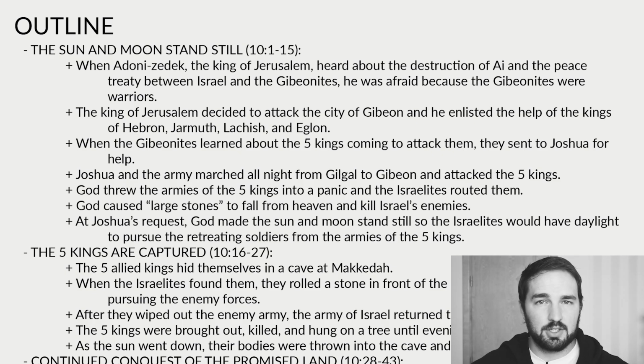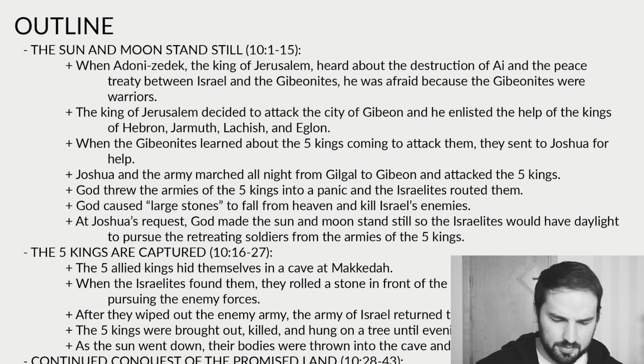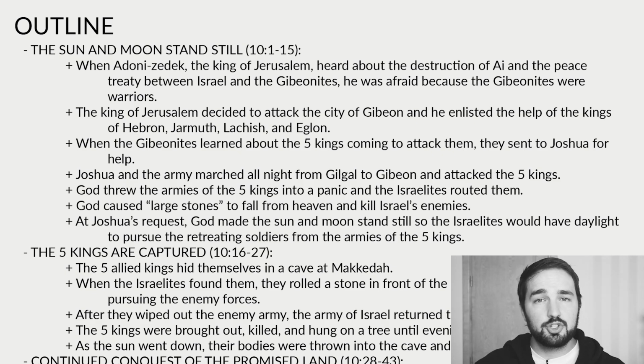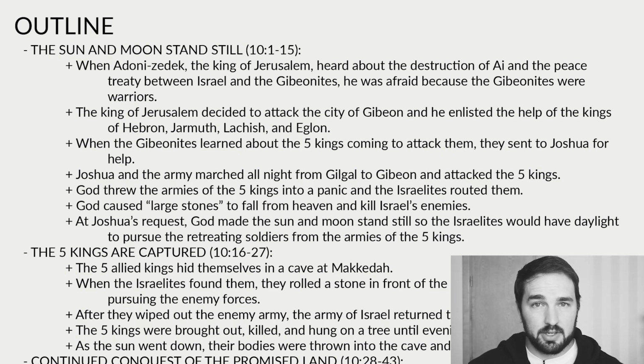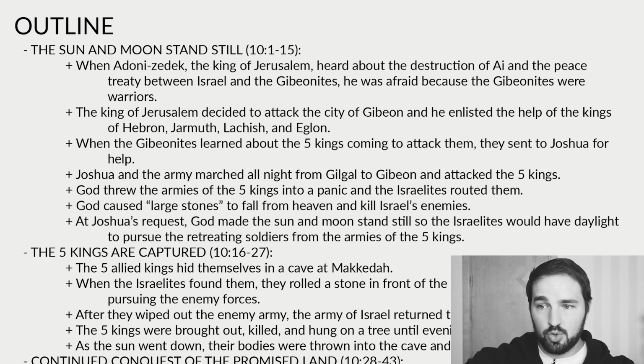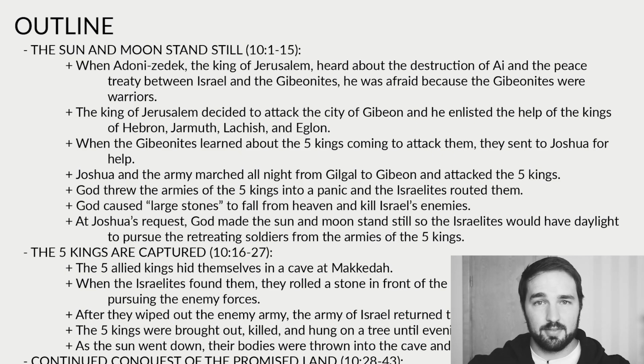Now, God had a miraculous part in this battle as well. We're told God caused large stones to hail down on Israel's enemies, and they killed many of the soldiers of the armies of the 5 kings, actually more than were killed by the Israelite soldiers. Now, we're also told, and here's the really interesting miracle, at Joshua's request, God made the sun and the moon stand still so that it would remain daylight, so that Joshua and his army would have light to pursue the fleeing enemies and to destroy their armies.